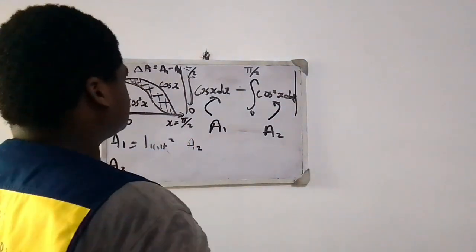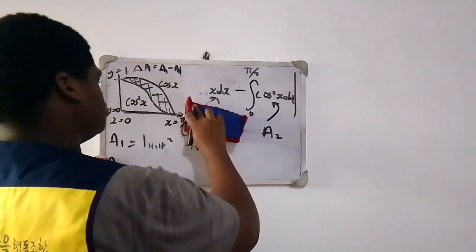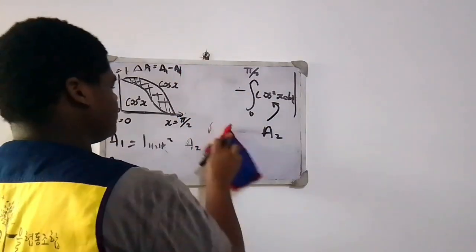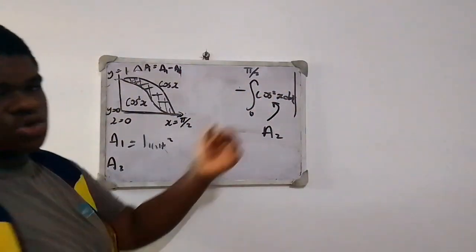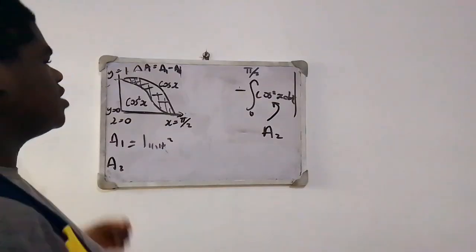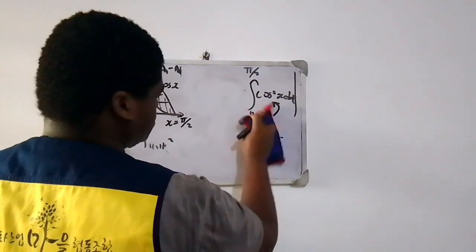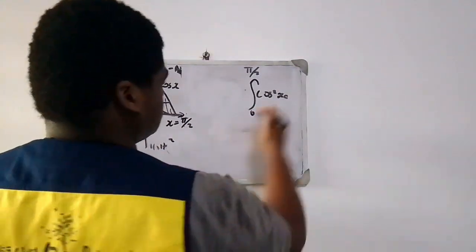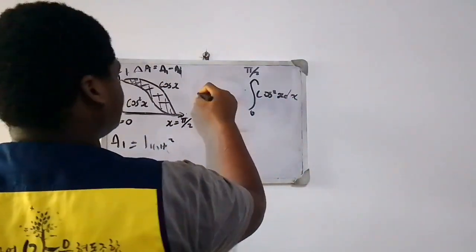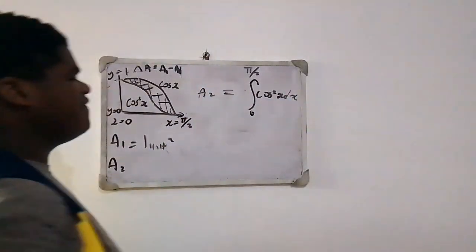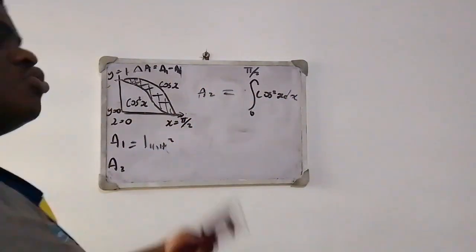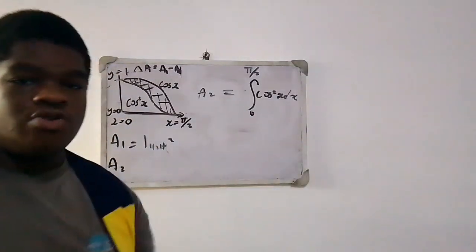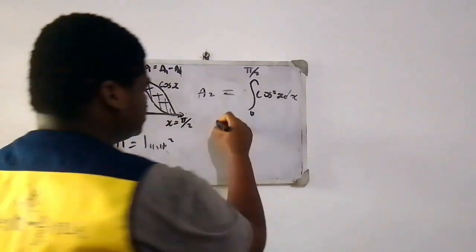I think I will need space, so I will just clean most of these functions, but this is a more complex one. It's cos square x and not just cos x, it's more complex. So I'll clean most of this here. So you have a2 is equal to this definite integral. We have the definite integral from 0 to pi over 2 of cos square x with respect to x. So this is equal to what?